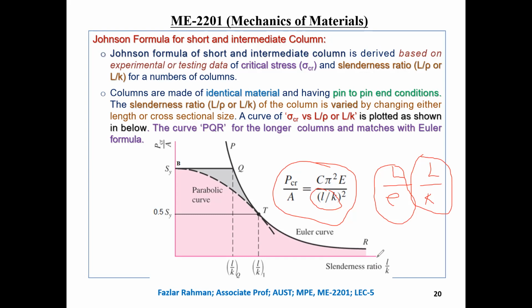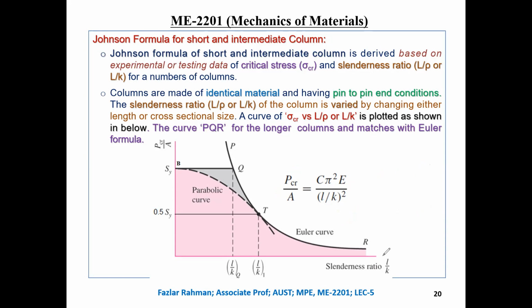Then he tried to make a graph. How did he make a graph? Along the horizontal axis, he put L by K or L by rho. And along the vertical axis, he put sigma critical. Sigma critical means P critical by A.